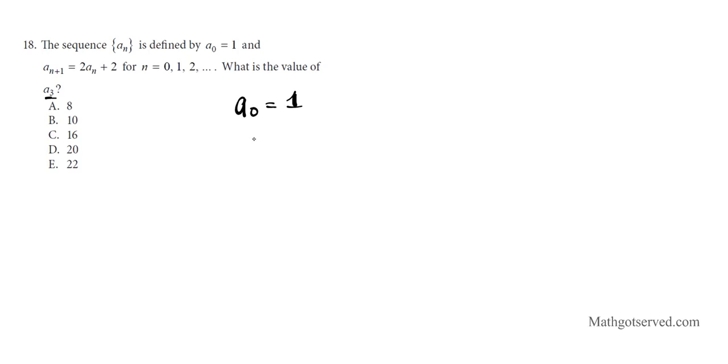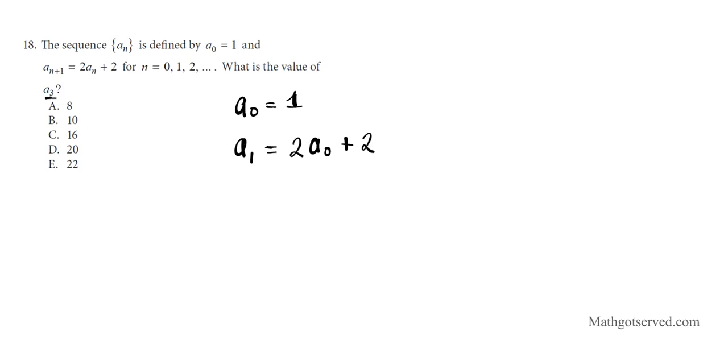Okay, the next one, a sub 1, is recursively defined in terms of a sub 0. What is a sub 1? It's going to be 2 a sub 0 plus 2. I hope this makes sense, what I just did. In this case, we're setting n to 0. Let me just show you the steps on the side here.